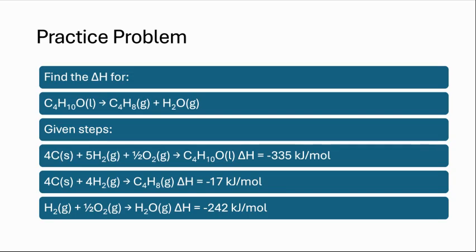The first thing we should notice is that the C4H10O is on the left side. And which step has the C4H10O? The first step. And we want it on the left side. So we're going to flip the first step backwards, to get the C4H10O on the left side. But at the same time, we also need to flip the delta H sign, from a negative 335 to a positive 335. So we're going to flip the entire equation.